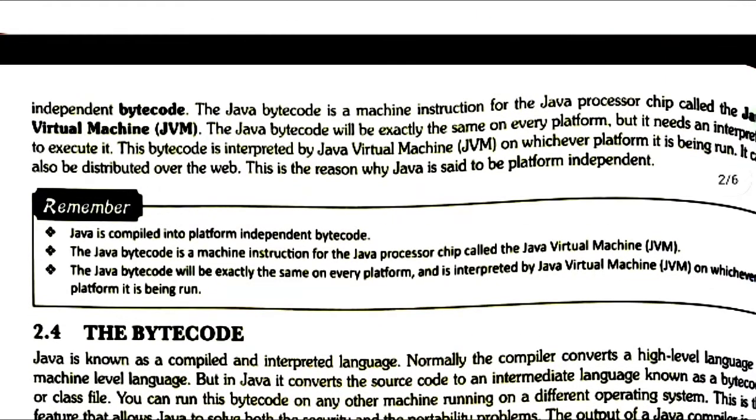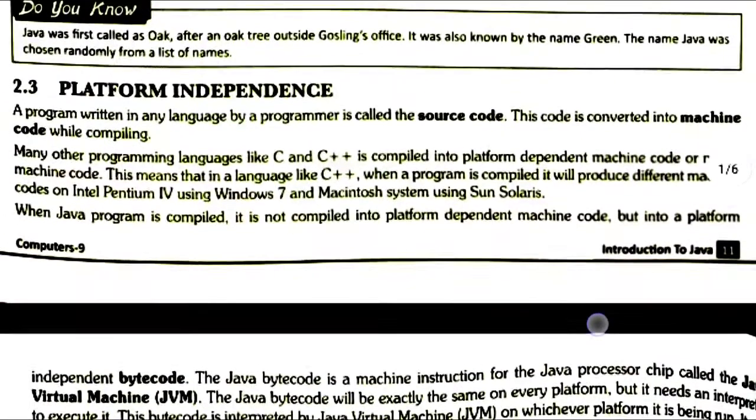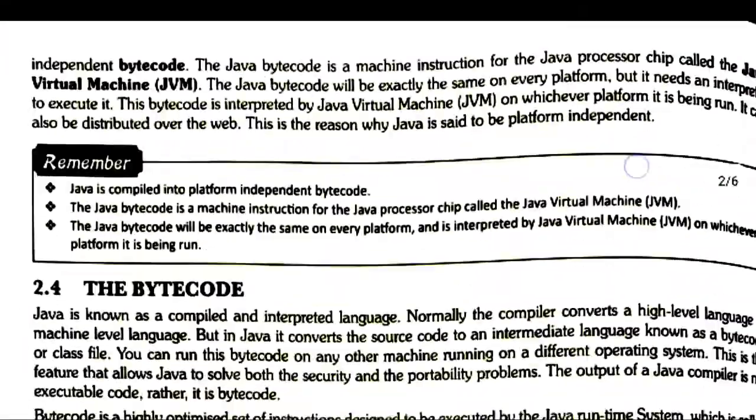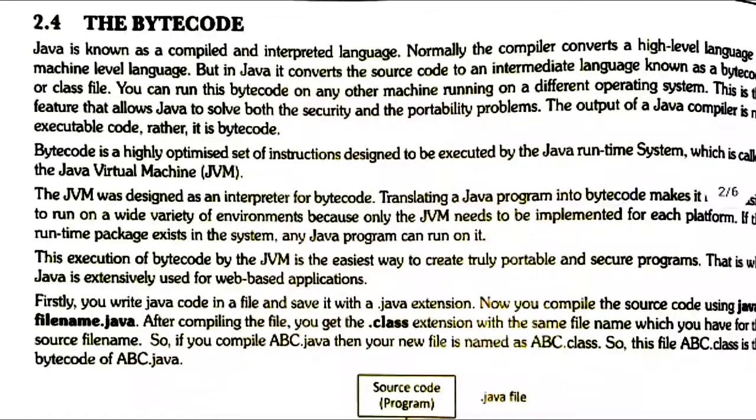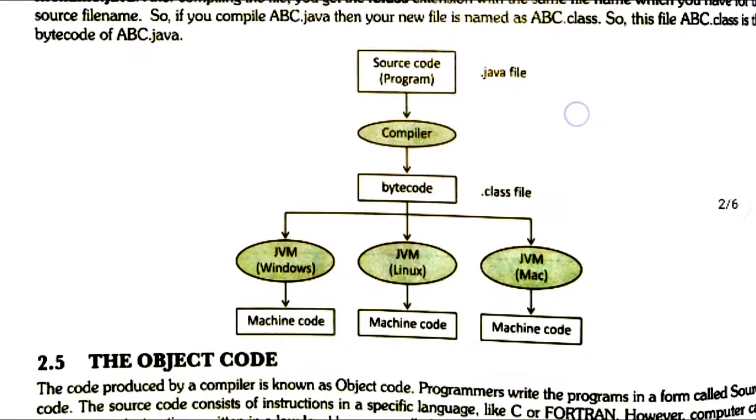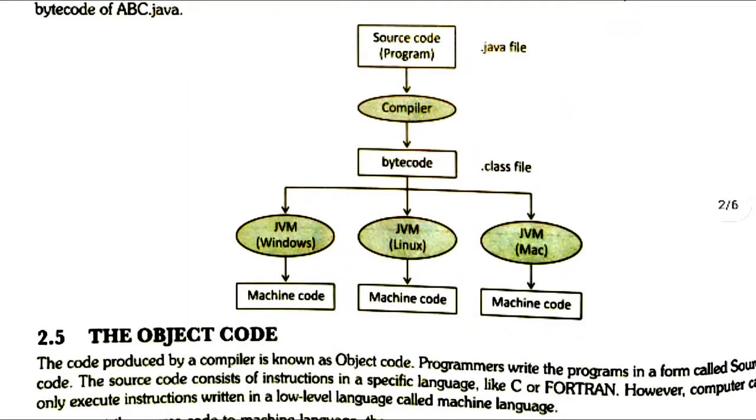So that's why we can say that Java is platform independent. Next we have, what is bytecode? So this is very important. Bytecode you have to understand. Firstly, let me tell you this diagram, what is given here.